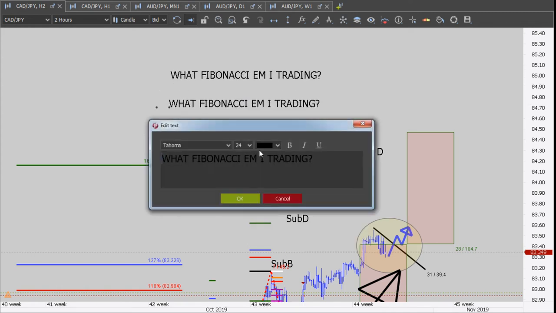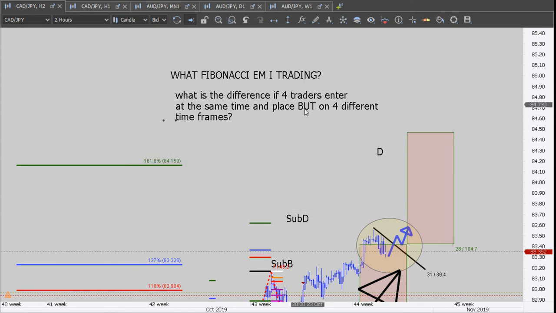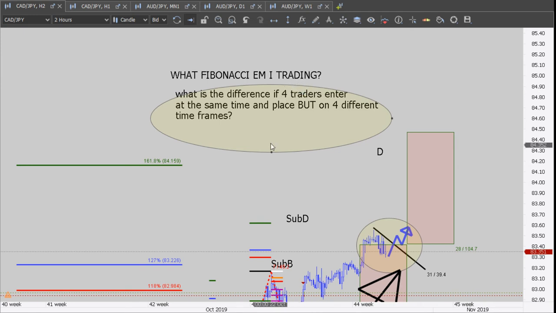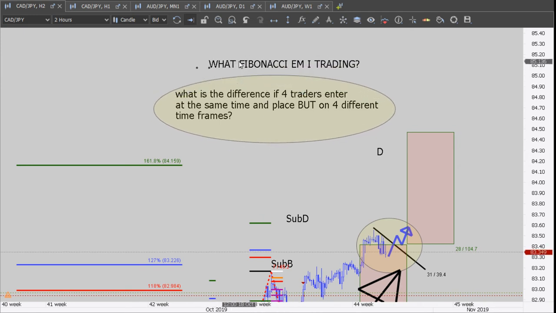Second question for the beginner Fibonacci traders: what is the difference if 4 traders enter at the same time and place, but on 4 different time frames? What's the answer? This is not beginner stuff anymore, everybody. Professionals that use Fibonacci understand. Professional traders that work with the Fibonacci understand this question. And they know the answer. What is the difference if 4 traders enter at the same time and place, but on 4 different time frames? What is going to be different?